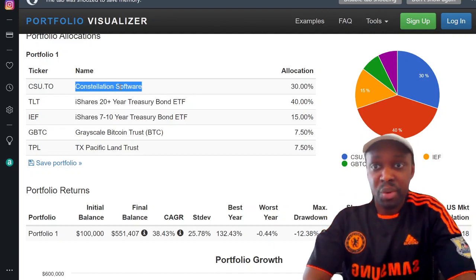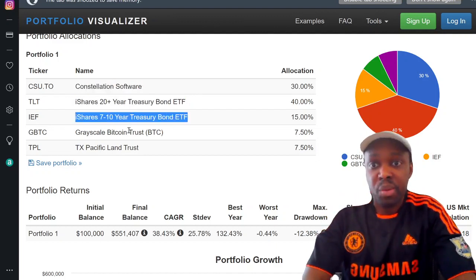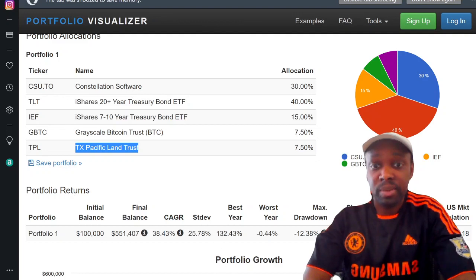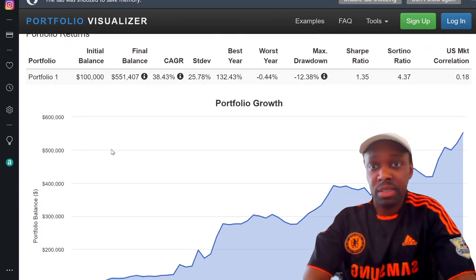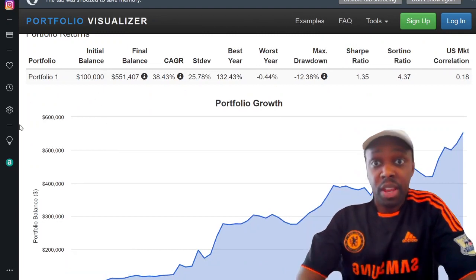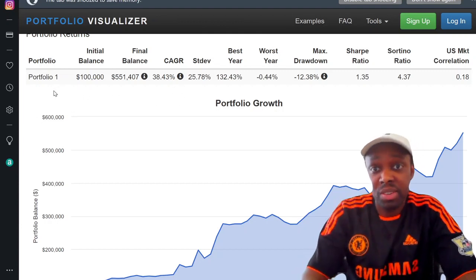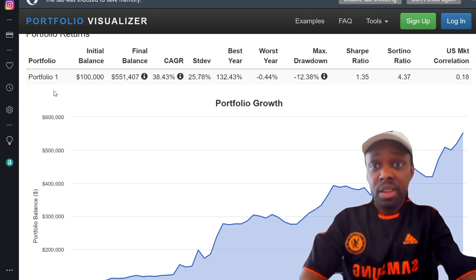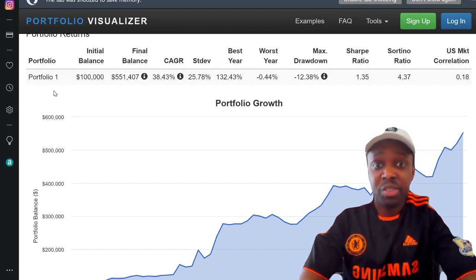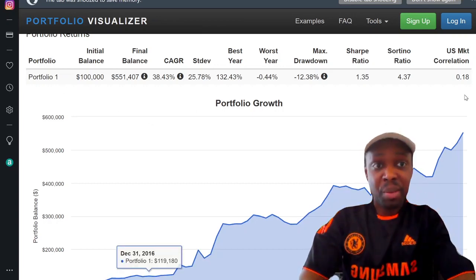So Constellation is 30% of the portfolio, TLT, IEF. I replaced gold with Bitcoin. And then I put Texas Pacific Land Trust as the commodity. So what happens? You average 38% per year. The standard deviation has increased significantly, right? It was 8 in the other ones, now it's 25%. So 38% per year. Your best year was 132%, but your worst year was negative 0.44%. And then your max drawdown was 12%. So that's my modified version.